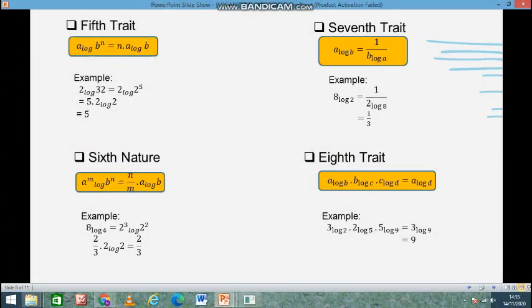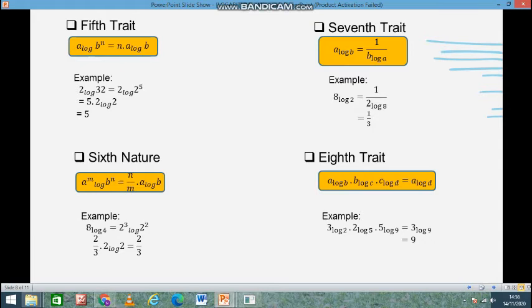6. Write: a to the power of m log b to the power of n equals n divided by m times a log b. In the 5th rule only the numeral is a power, but in this 6th rule the base and numeral are both powers.